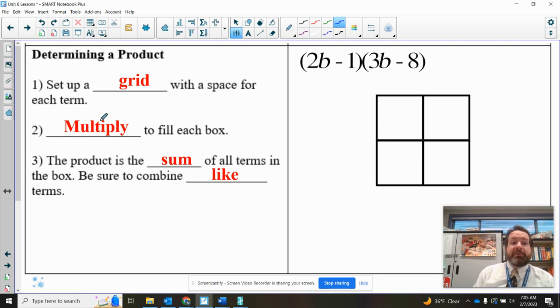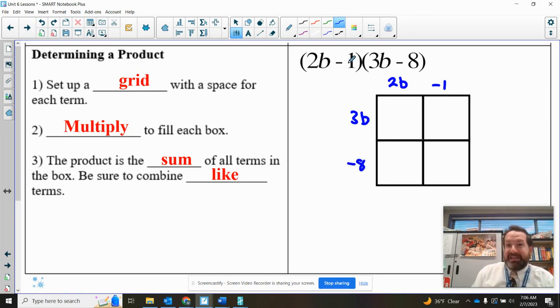Make your grid, multiply to fill the box. The product is the sum of all those boxes. Make sure you put your like terms together. Do a pause here if you haven't already. I want you to try this example on your own, and then unpause when you're ready to check it.